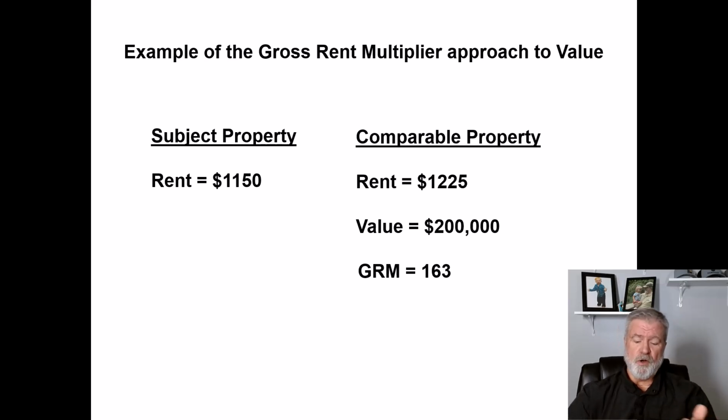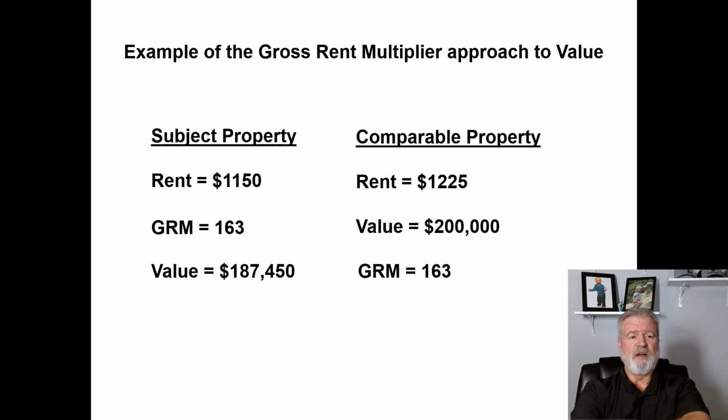So I can transfer that information to my subject property. I now know for my subject property, the rent again is $1,150. The gross rent multiplier for this market is 163. Well, to figure out the value, I multiply the gross rent multiplier, 163, times the rent, 1150, and that would give me a value of $187,450.